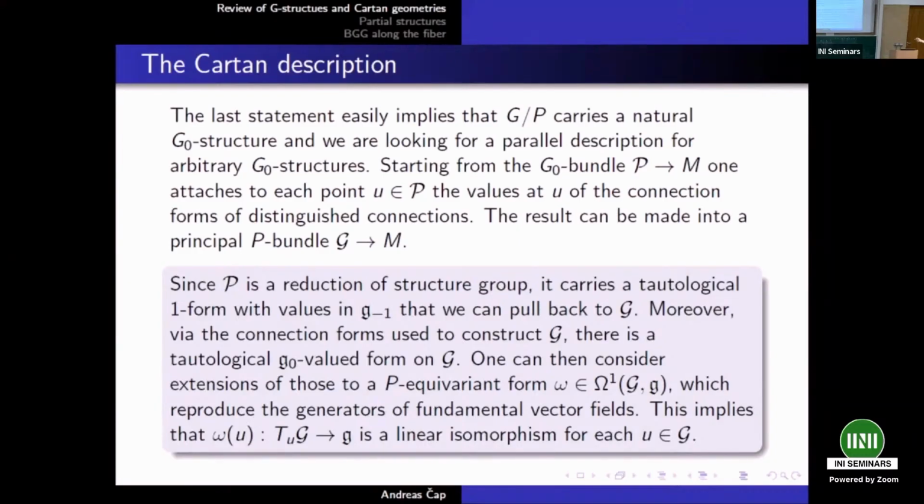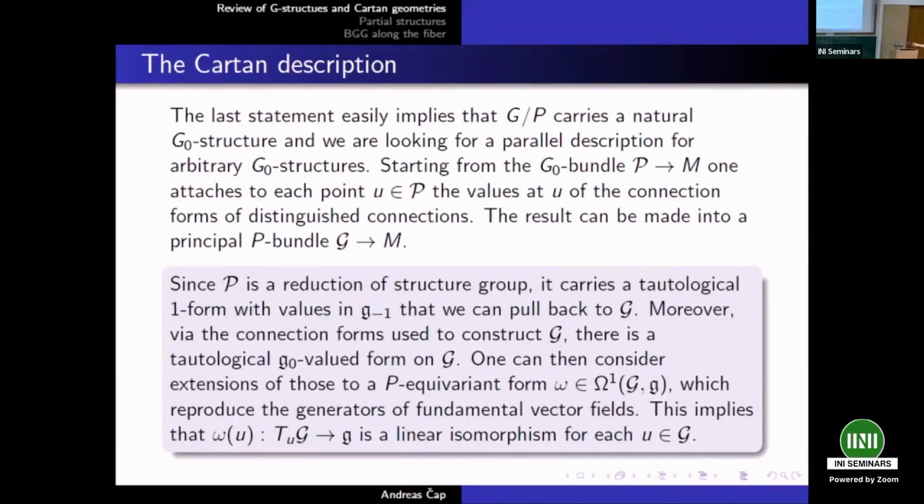Moreover, the points in the bundle are values of connection forms. So if you have a tangent vector, you project it down, you insert it into the connection form, you get something in g_0. So from this construction, you get a tautological g_0-valued form on G. And so we have something with values in g_{-1}, we have something with values in g_0.